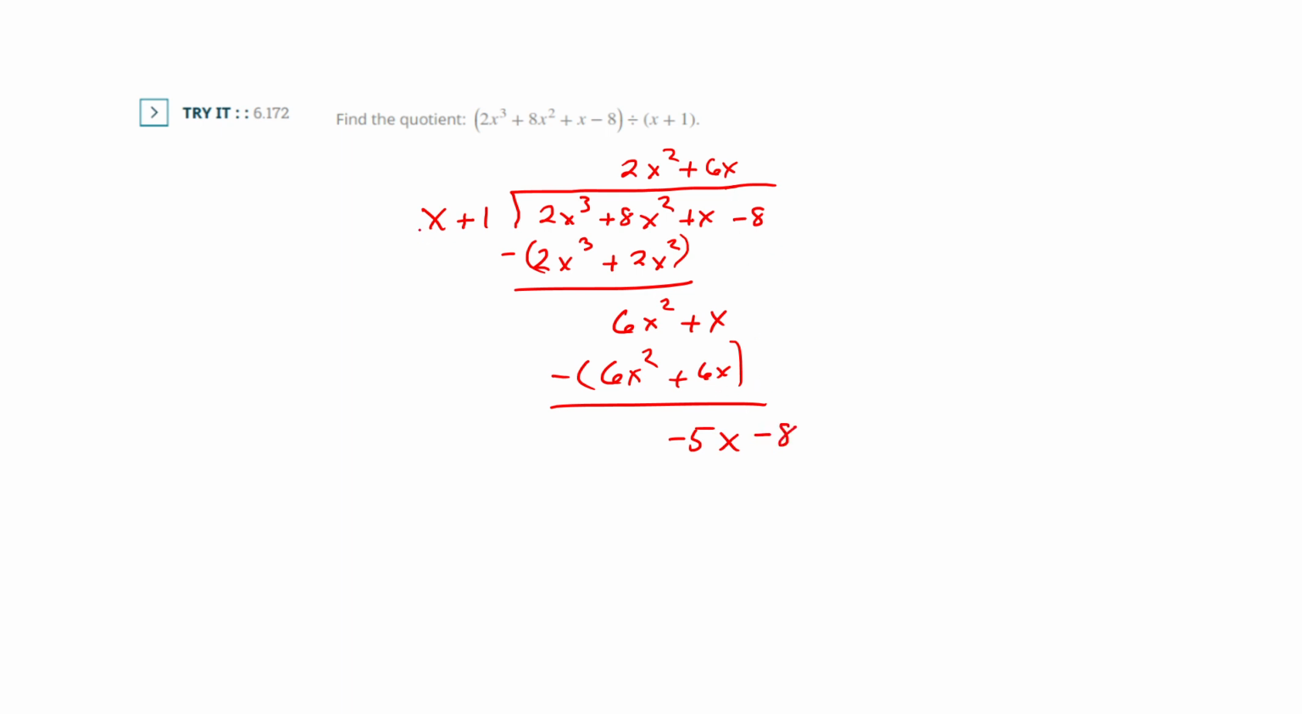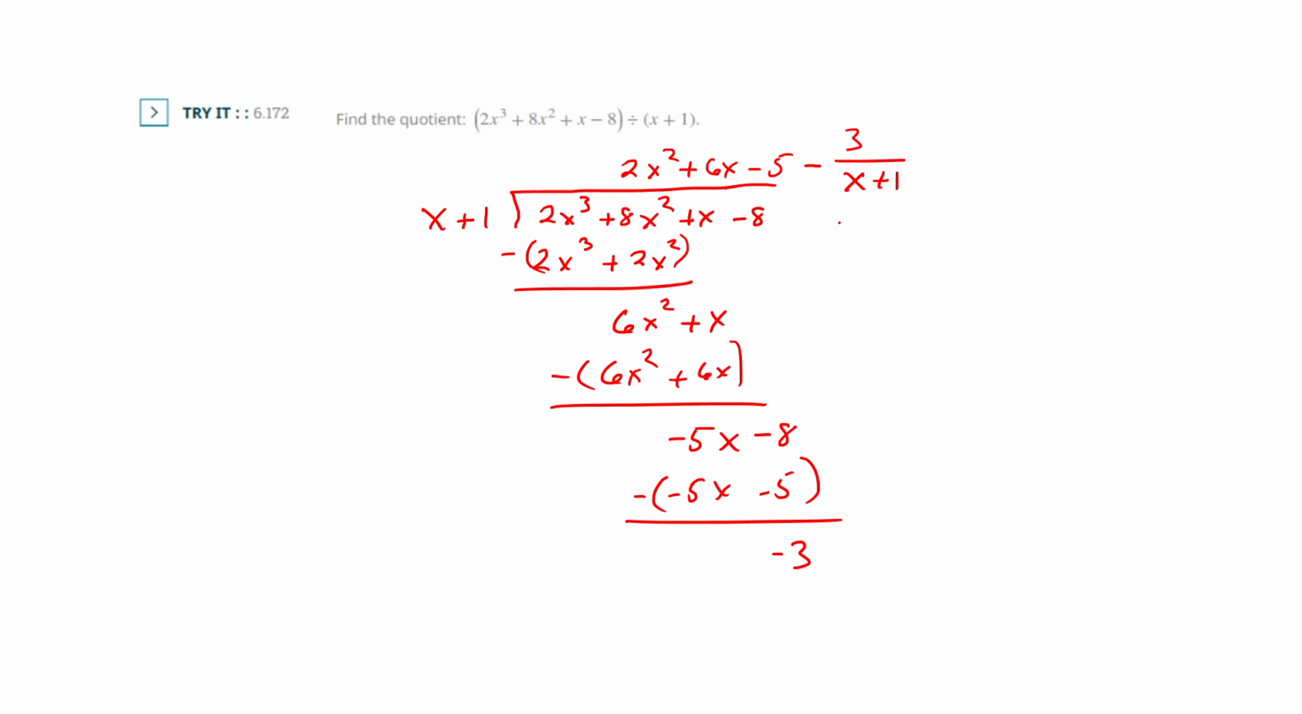We got one more turn. x into negative 5x is negative 5. So I multiply this, negative 5 times x, negative 5x. Negative 5 times 1 is negative 5. So check for leftovers. Now this is a positive 5, so I'm going to have a remainder of negative 3. So what I would do, I would put the negative sign out front because it's going to be a fraction and you're allowed to do that. You put the 3, the remainder, over the x plus 1.